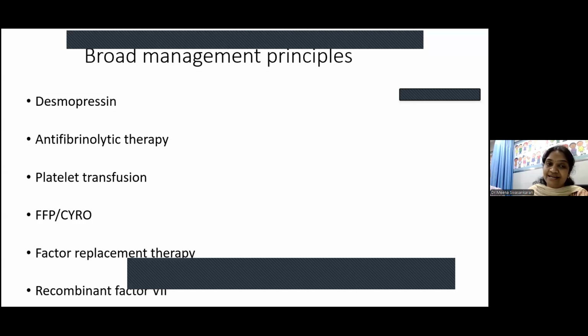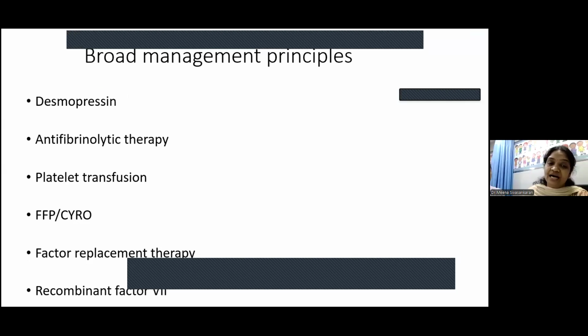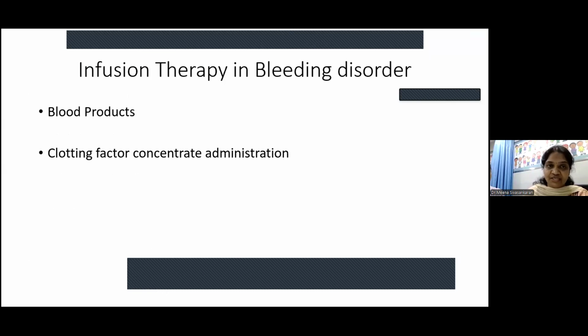If you don't know the underlying problem, with prolongation of PT and APTT, better consider FFP transfusion, because FFP has all the clotting factors. If we have the diagnosis, consider factor replacement therapy based on the underlying bleeding disorder. And recombinant factor 7 can work in any type of bleeding disorder if there is life-threatening bleeding that is not controlled by the initial management. These are the broad management principles of bleeding disorders.